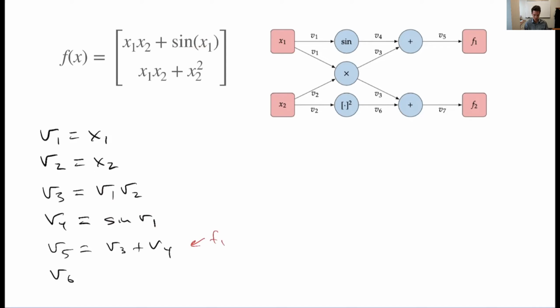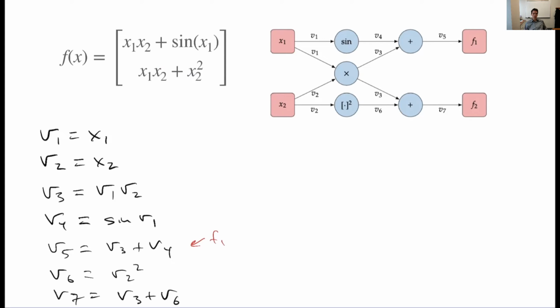V6, so we've already got x1 times x2. This part, that was this. We need an x2 squared, so that's going to be our next operation. That's v2 squared. And then we need to add it to v3, so that's our last operation here. v7 is v3 plus v6.